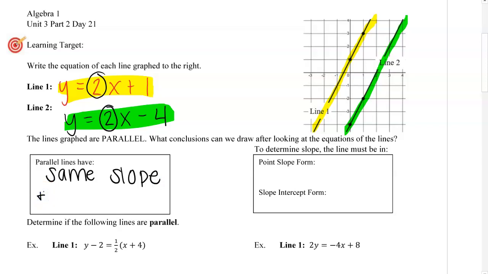but it's also important to note that their y-intercepts have to be different. If their y-intercepts were exactly the same and they had the same slope, that would be exactly the same line, not parallel lines. So we want the same slope and a different y-intercept.